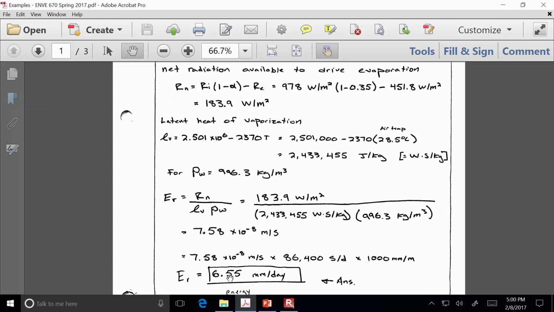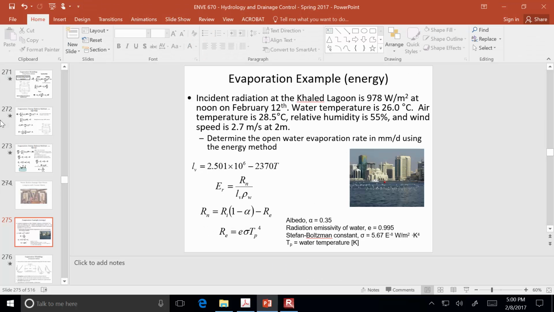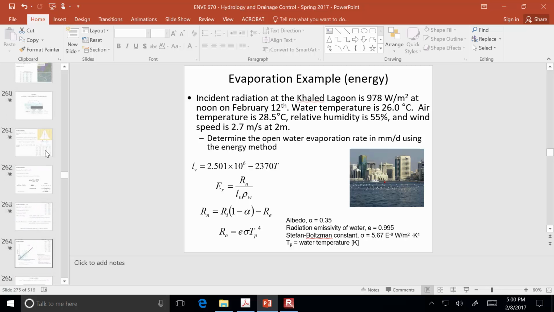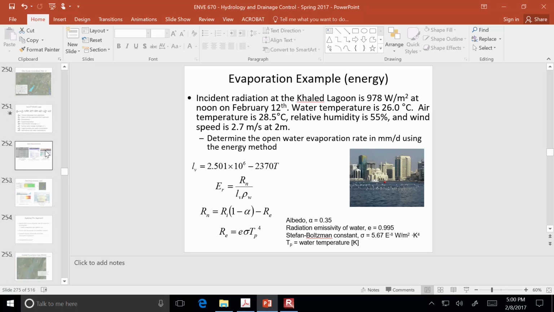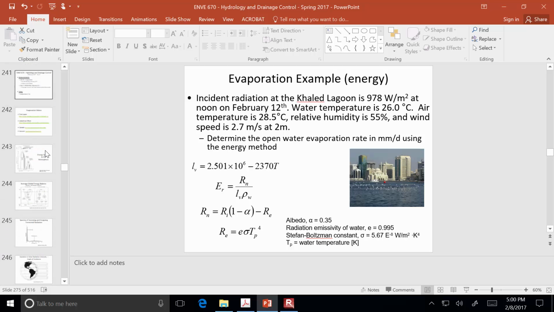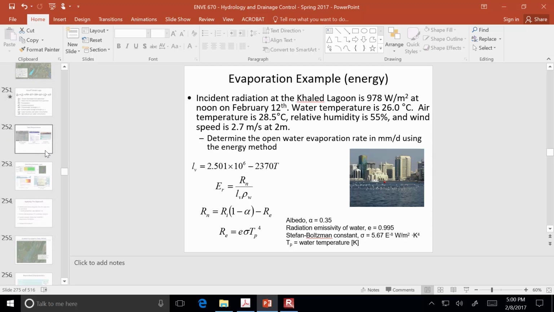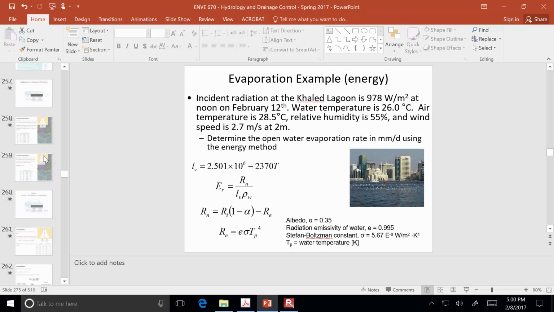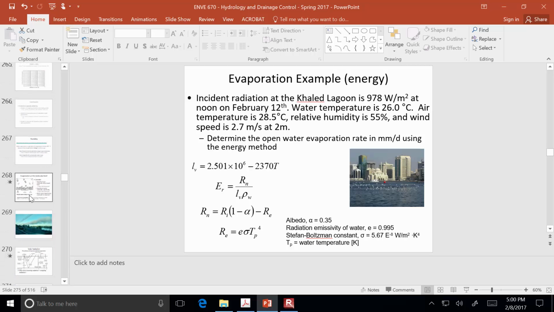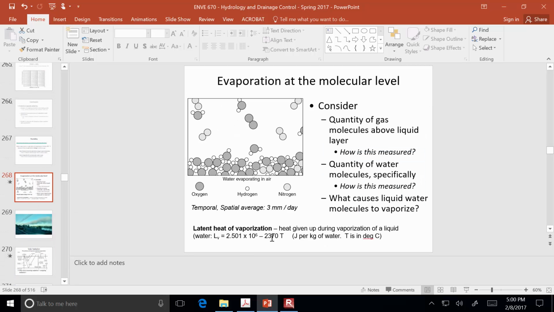You always should do a sanity check, sometimes called a reasonableness check. It was saying that the average over the Earth's surface, the areal average of evaporation. I don't remember exactly which slide that was on. Was it around 4 millimeters per day on a worldwide basis? Yeah, spatial average, thank you, 3 millimeters per day.